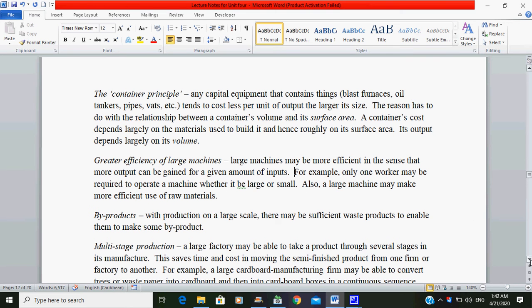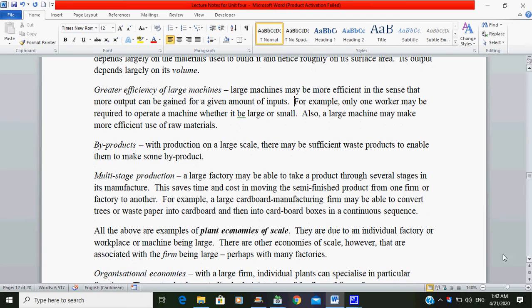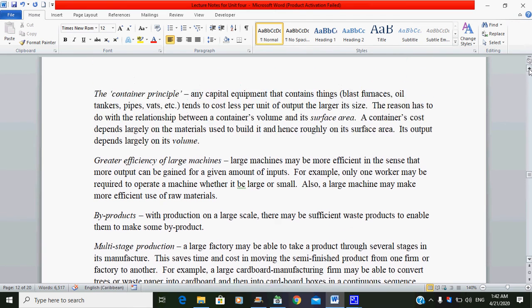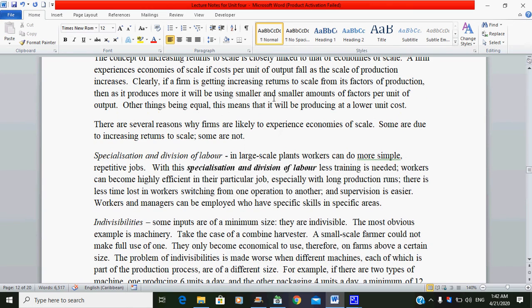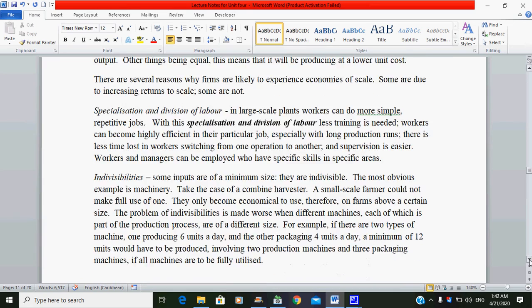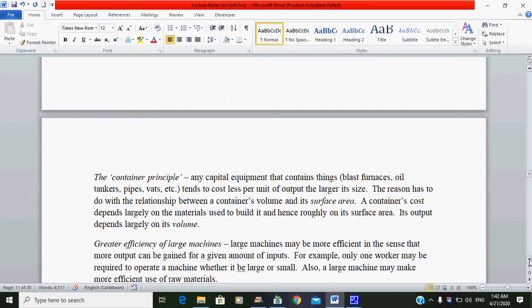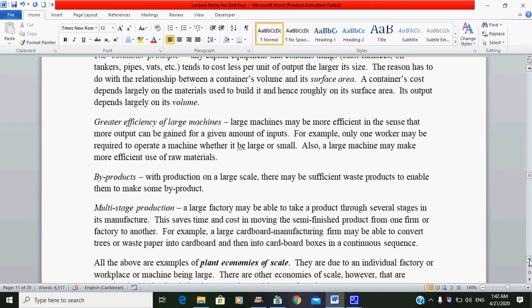Next one is byproducts. These are a reminder of the various reasons why firms are likely to experience economies of scale. With production on a large scale, there may be sufficient waste products to enable the firm to make some byproduct.